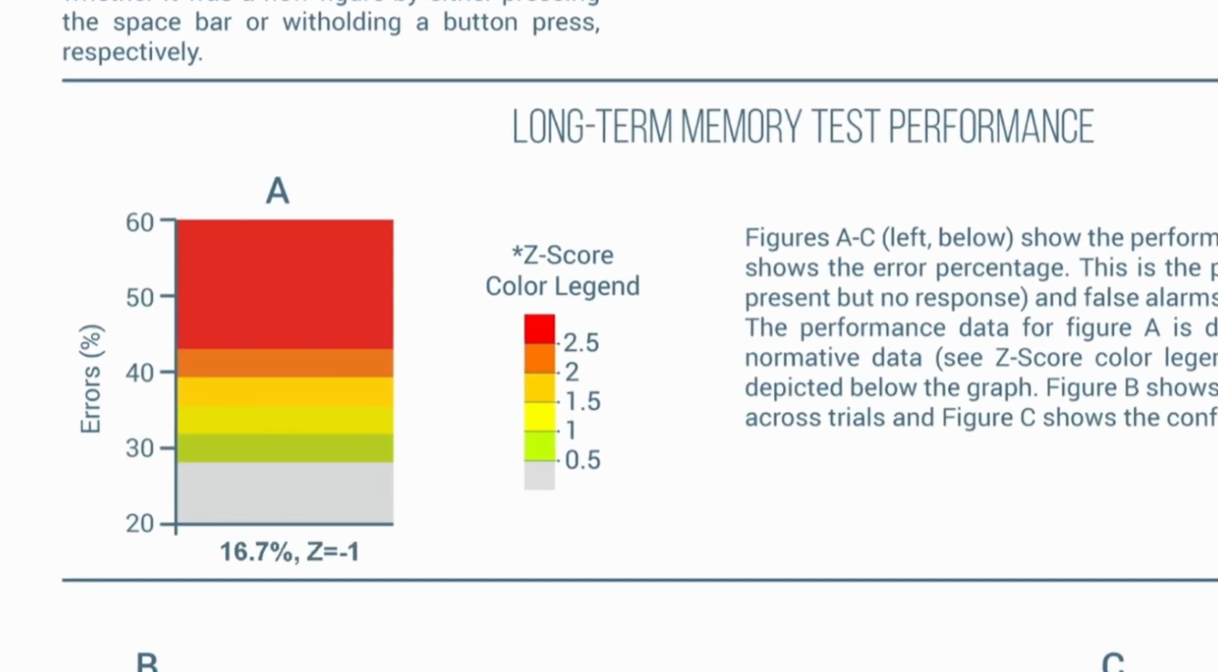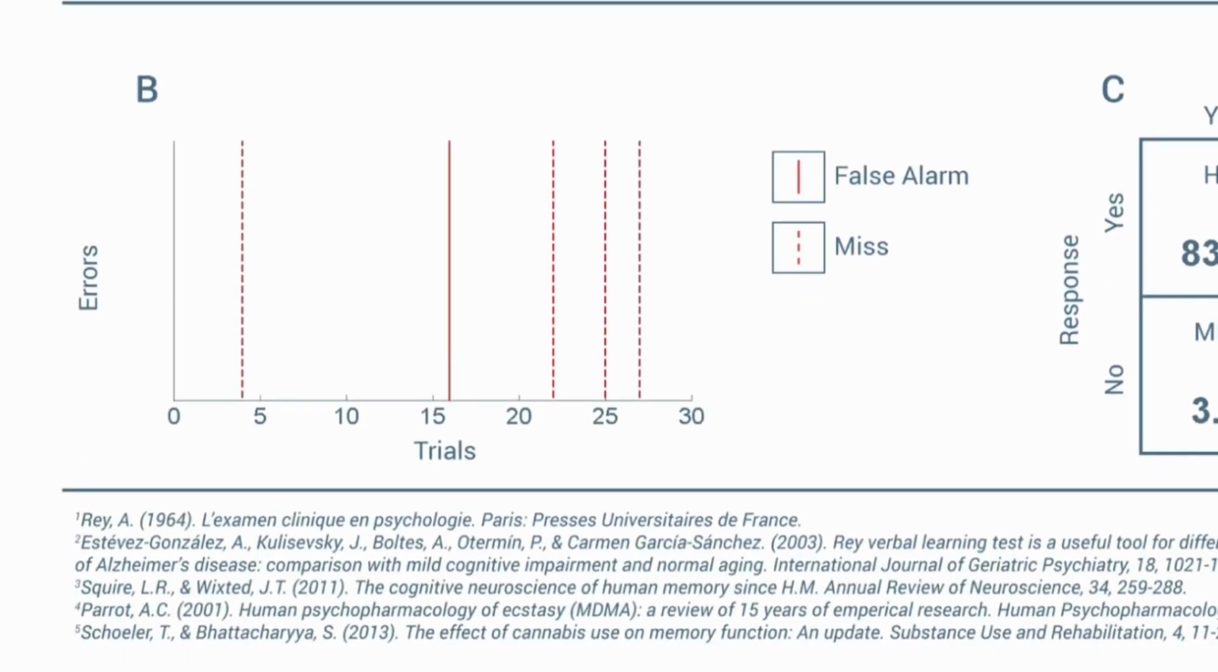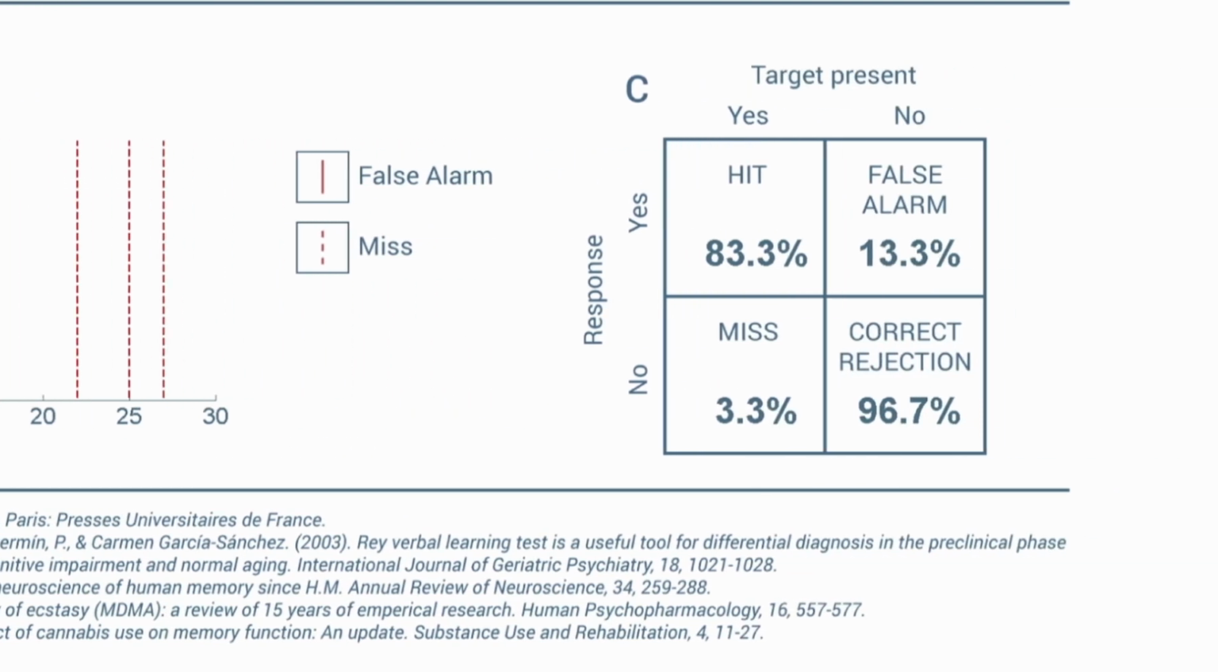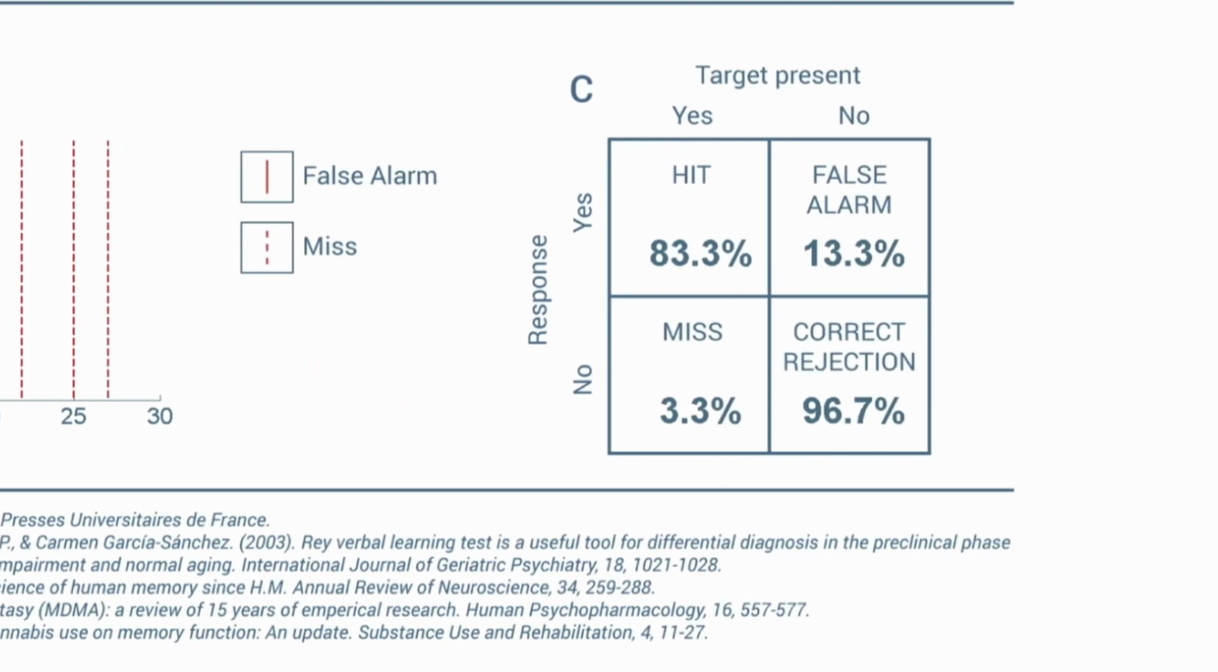As you can see, the error percentage in this example was 16.7%, which corresponds with a z-score of -1. Again, the color coding is explained in the z-score color legend on the right of the graph. Figure B shows the distribution of the false alarms and misses across trials, and Figure C shows the confusion matrix.